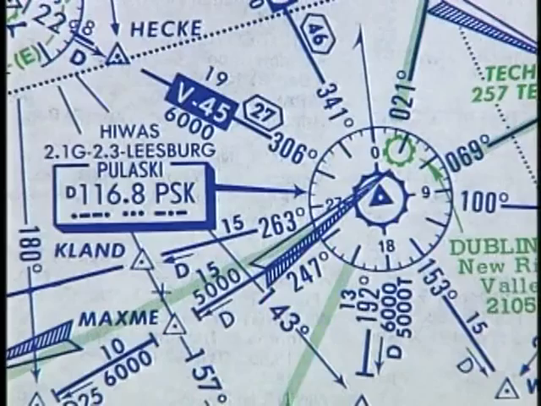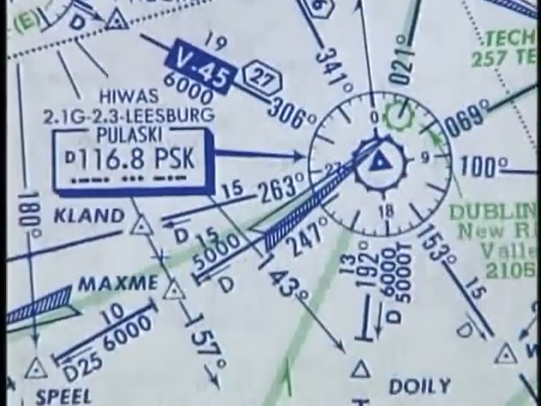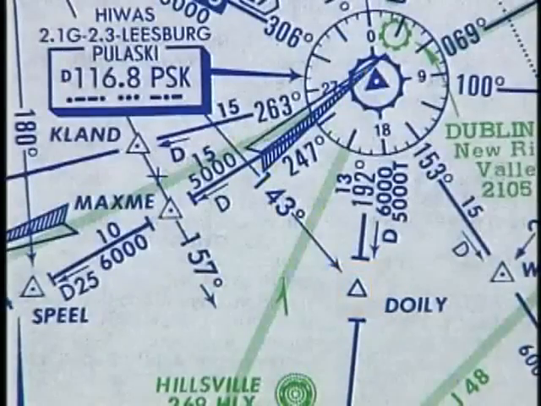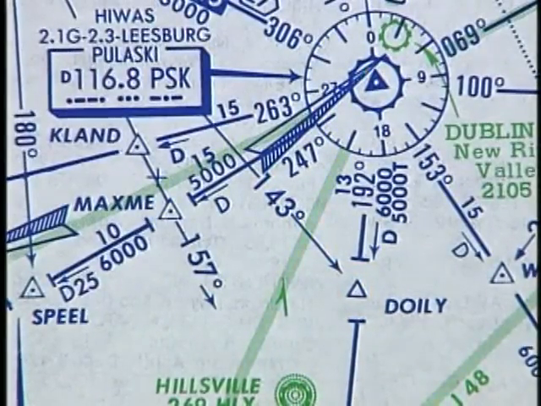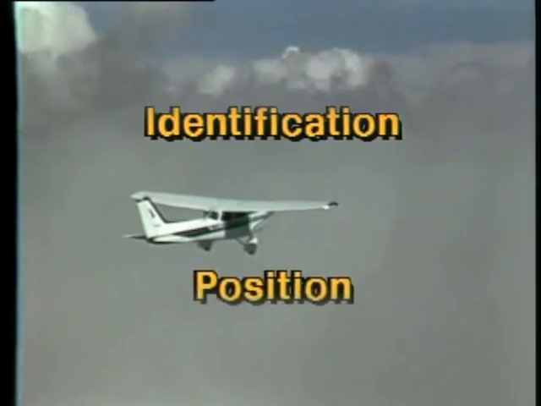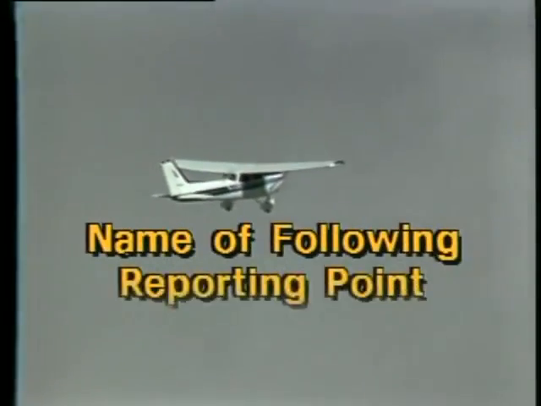On an en route chart, a compulsory reporting point is indicated by a solid triangle like the one at Pulaski VOR. A report at a non-compulsory fix, such as Doily intersection, is only required when it is requested by ATC. The IFR position report that is required over these points should include your identification, position, time, flight altitude, the name and ETA over the next reporting point, and the name of the following reporting point.